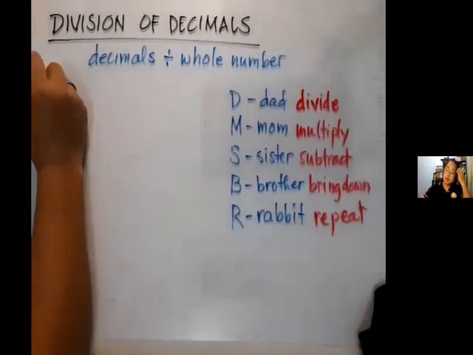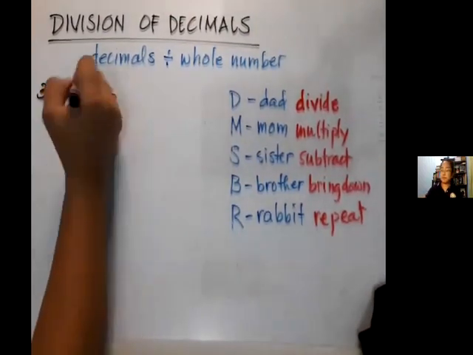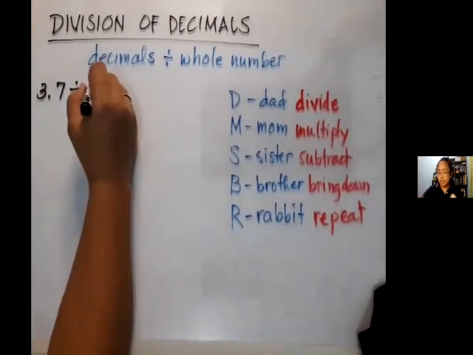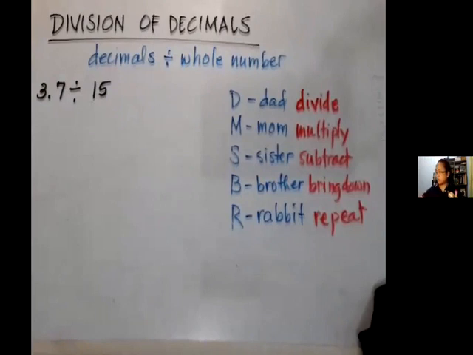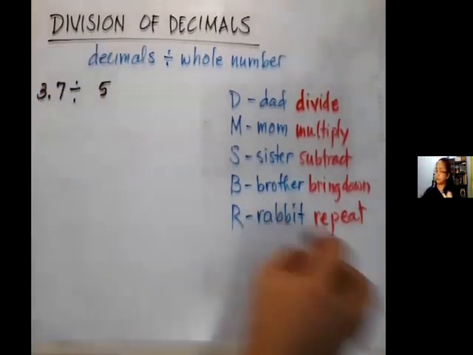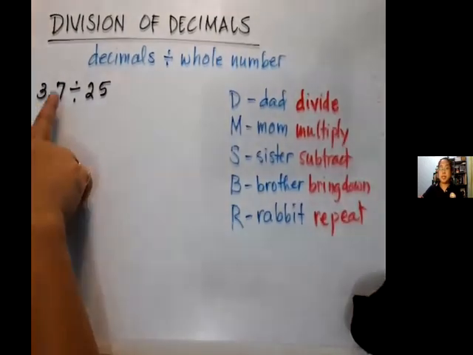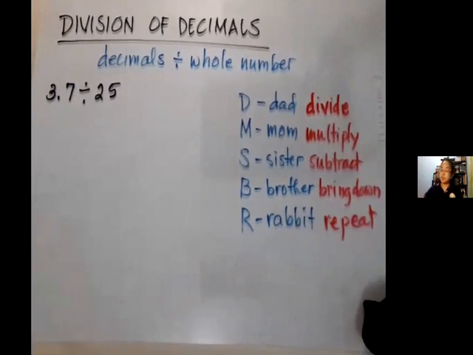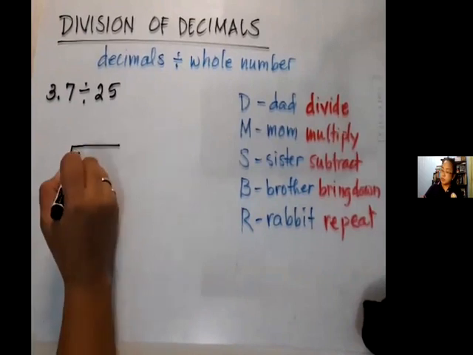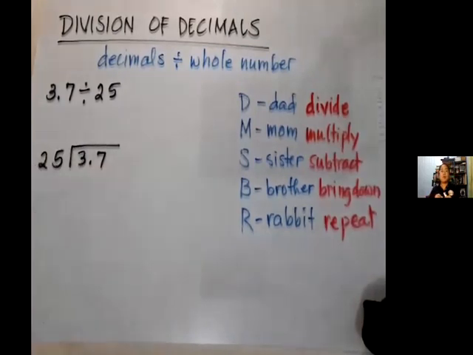So let's have 3 and 7 tenths divided by, let's say I have 15. Huwag mo ng 15. 25 mo na. Okay. 25 na lang. Second example pa naman tayo. 3 and 7 tenths divided by 25. Okay. 3 and 7 tenths divided by 25. So we write that properly. 3.7 divided by 25. So, papaano yan?